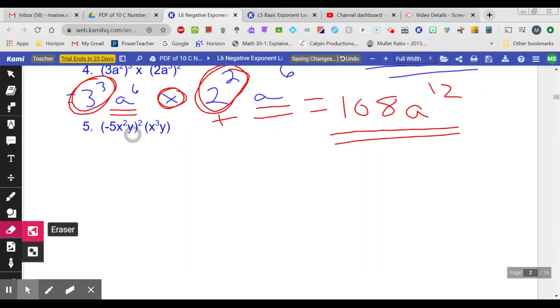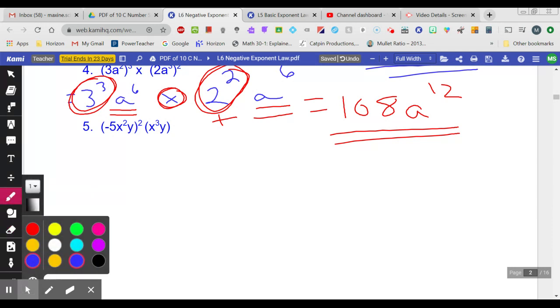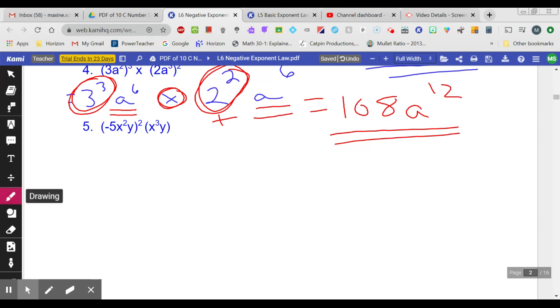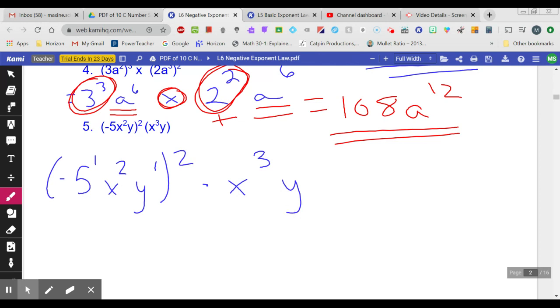Okay, so if you want to try the next question, again, you would hit pause here. Okay, so again, I'm just going to write it as negative 5 to the 1, x squared, y to the 1, that one's all squared, times x cubed y. So this 2 is going to affect everything. So I've got negative 5, 1 times 2, x, 2 times 2, y, 1 times 2. Then rewrite that out.